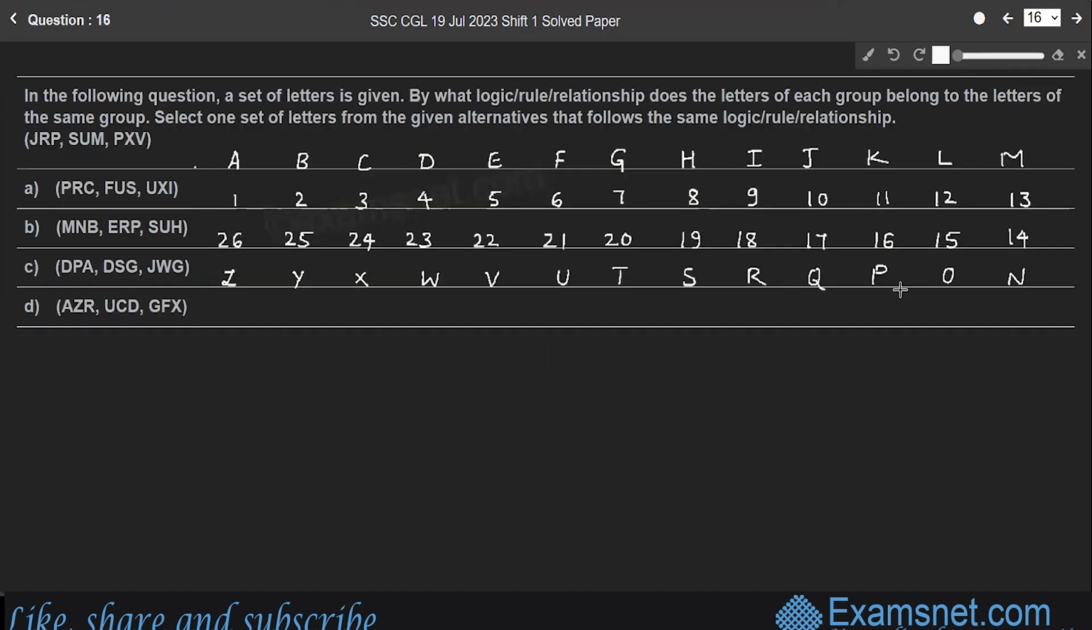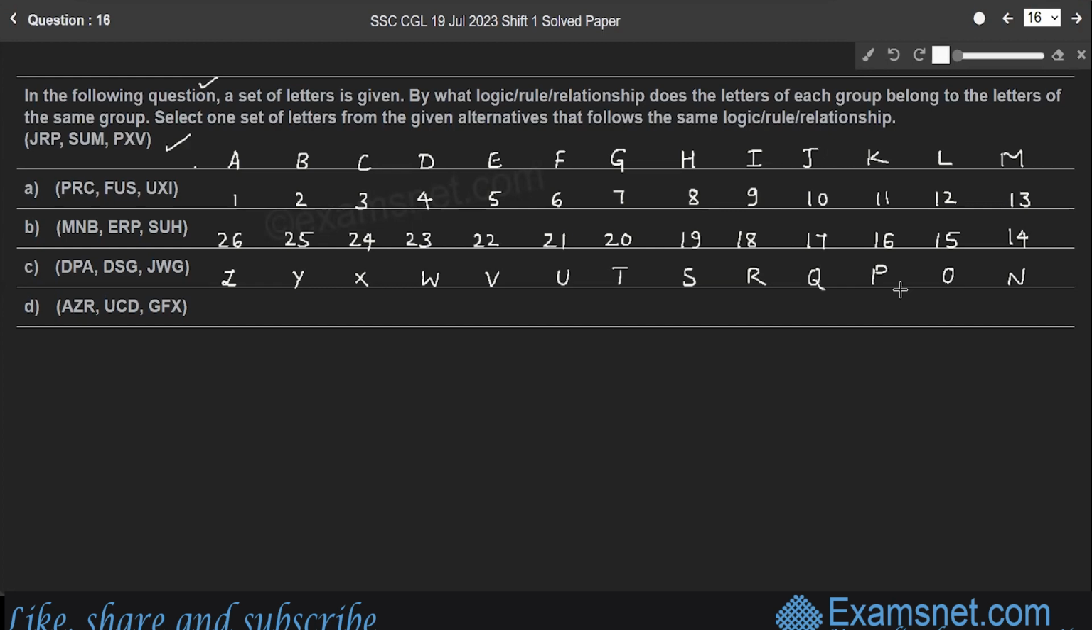Question 16. In the following question, a set of letters is given. By what logic or rule or relationship do the letters of each group belong to the letters of the same group? Select one set of the letters from the given options that follows the same logic. Here is the given set of letters.